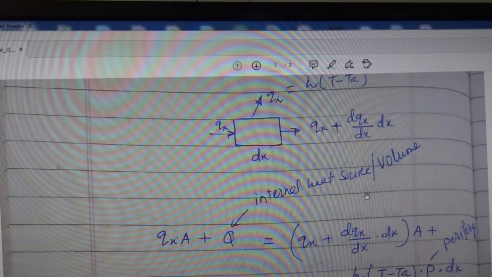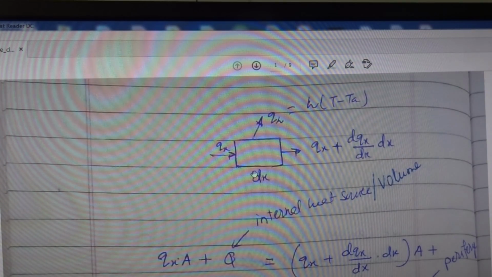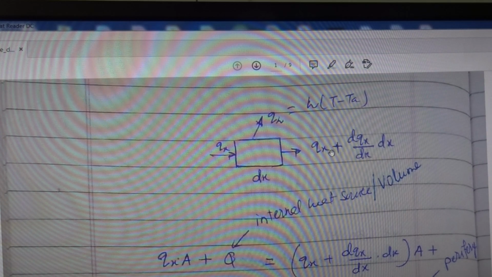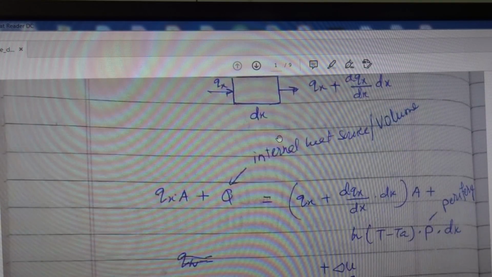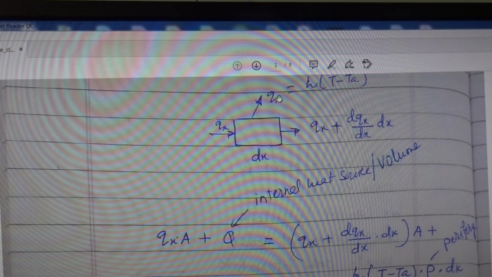So this one is the Qx at a small element, consider dx is the length, Qx is the heat flux at this end, and at this end Qx plus dqx by dx into dx. Heat transfer due to convection is H multiplied by T minus TA. When you multiply with the area, you will get the total heat transfer on this surface. So this one is the heat transfer per unit area.